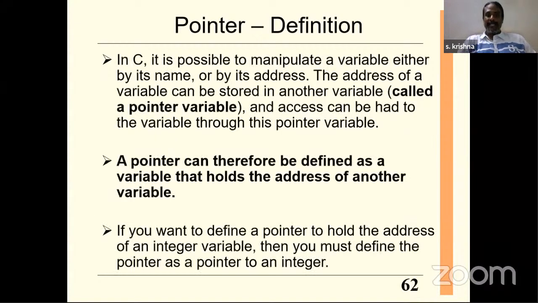Now in C, it is possible. C has a very good feature, which is very important to understand. It is possible to manipulate the variable either by its name. If you want to change the I value from 22, you can put on the next line I is equal to 24, and the value will be changed. Or you can say I plus plus, and the value will be changed. Or by its address. It is very simple.